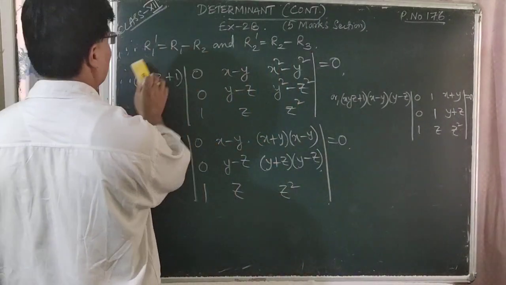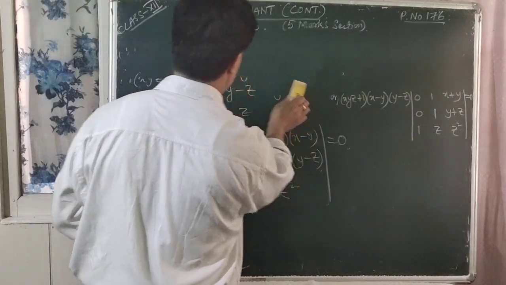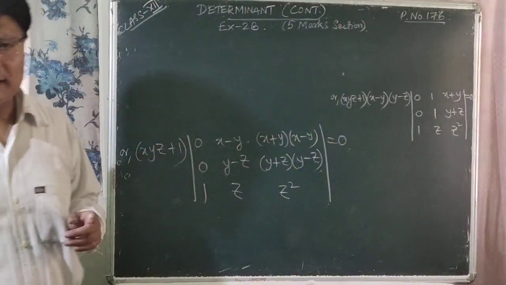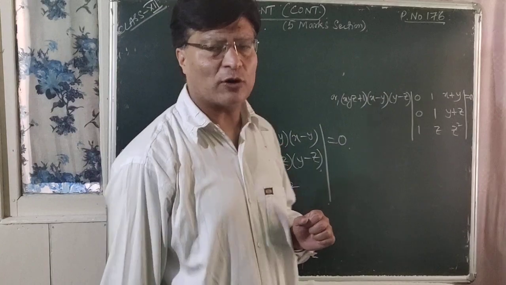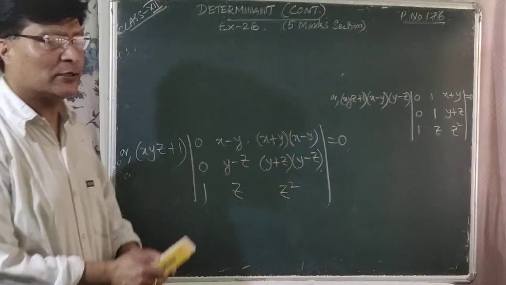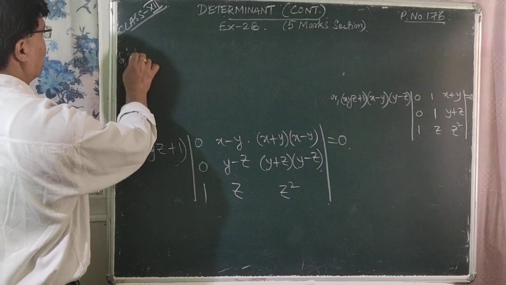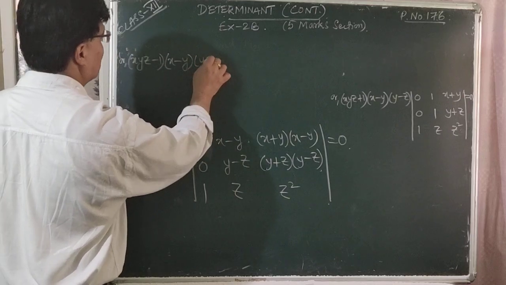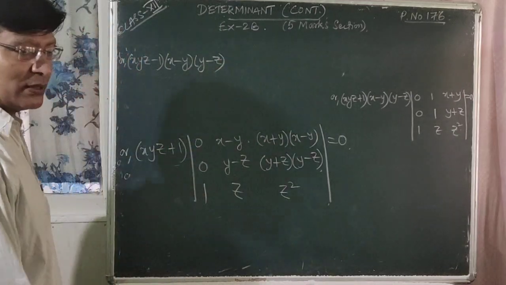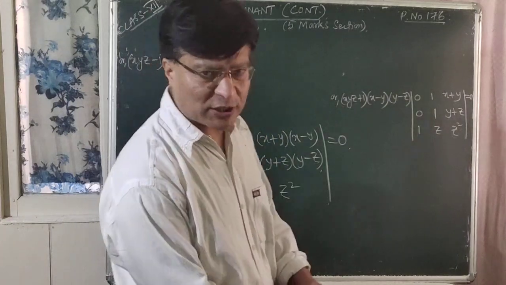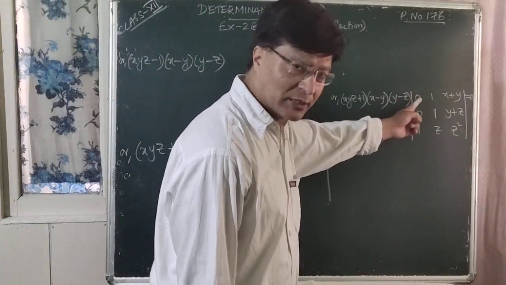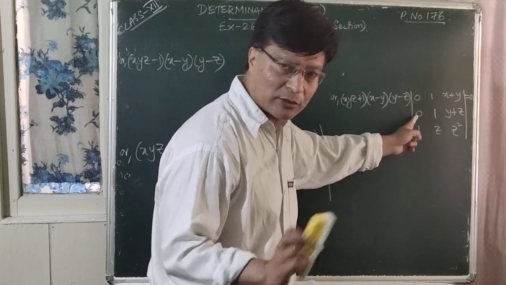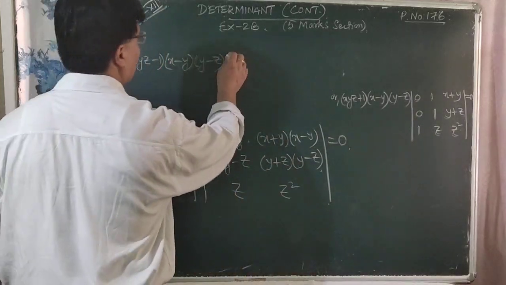So now you can expand it. Now let us expand this determinant. So how will you expand it? You can expand it with respect to the first column, because there are two elements as 0. So xyz plus 1 into x minus y into y minus z, it is already taken common, right? So let us expand it with respect to the first column. You have to consider the sign plus minus plus. So plus 0, don't write it. Minus 0, don't write it. But you have to write 1. Let us write 1 here.